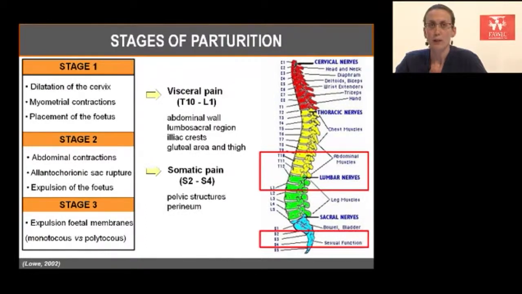The second stage is characterized by somatic pain. This somatic pain during parturition is transmitted from S2 to S4, so here only the sacral segment is affected. Specifically, there is distension and traction of pelvic structures and also the perineum. Somatic pain, contrary to the visceral one, is normally very localized and also a sharp and continuous pain.